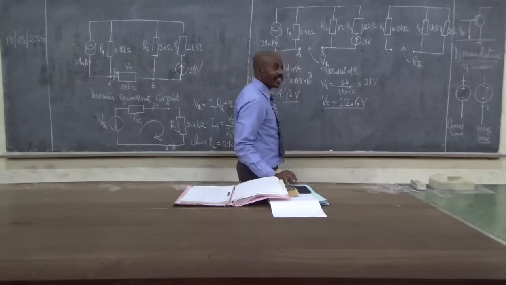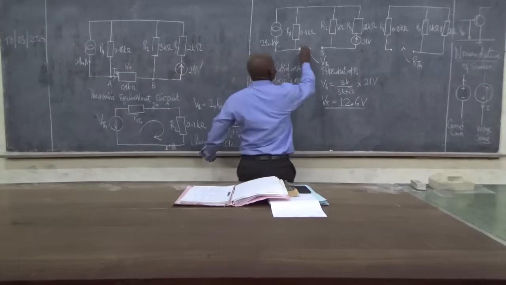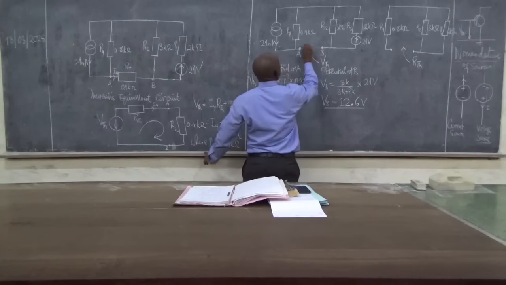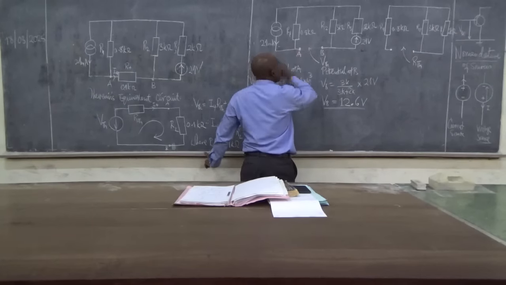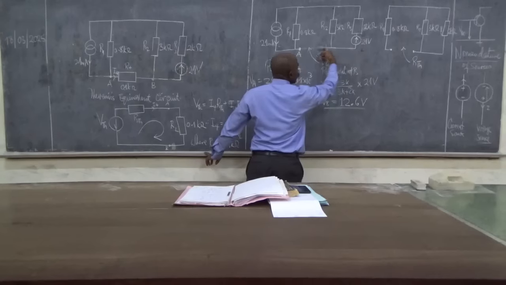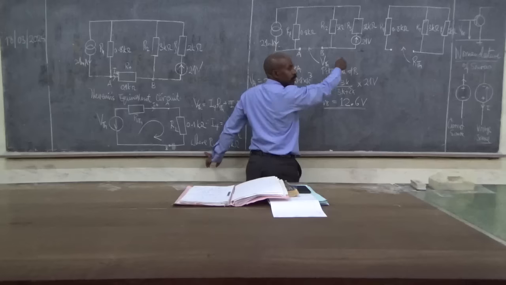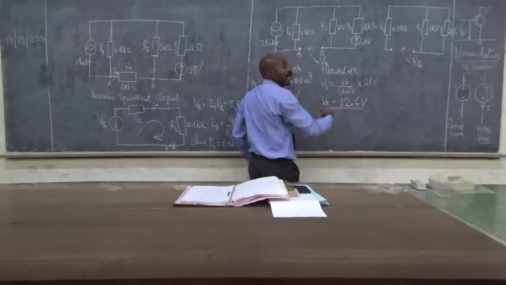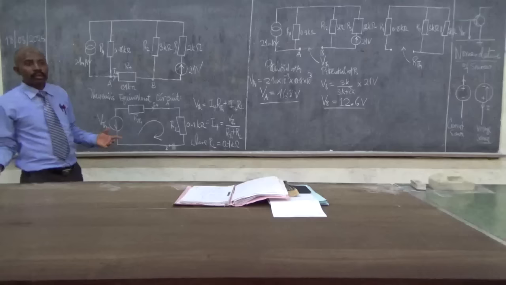So if this line is joined, the portion of the current that will cross here will be going this way, and the current that will be crossing here will be going this way. If we take this to be positive, they are opposing each other, and we shall take the magnitude of this.